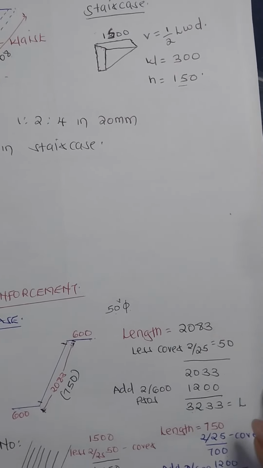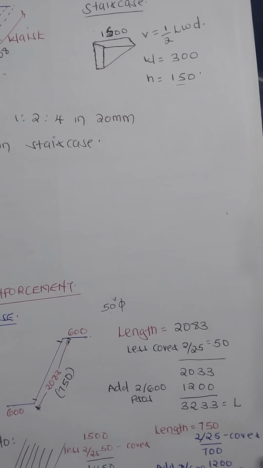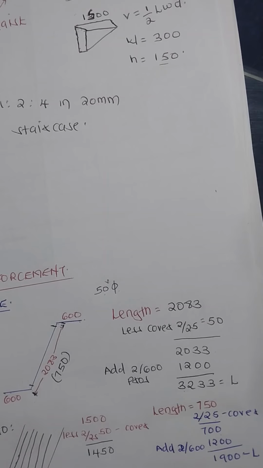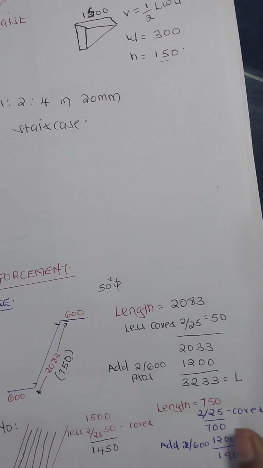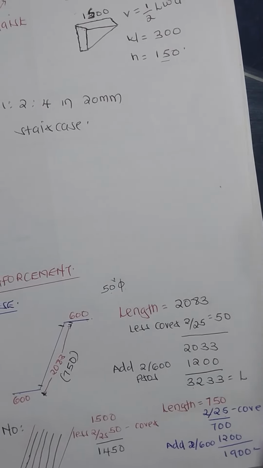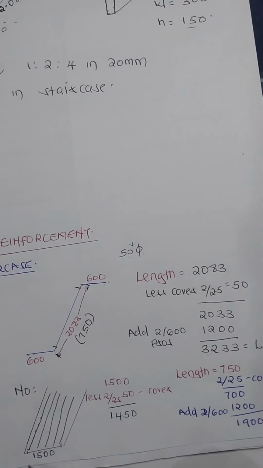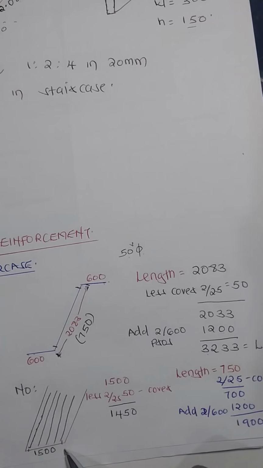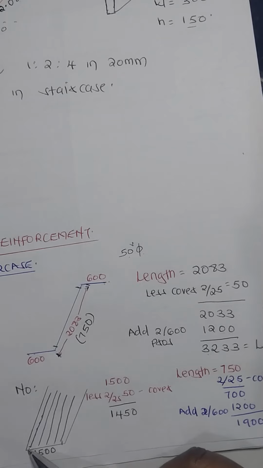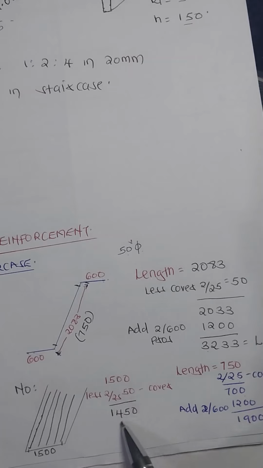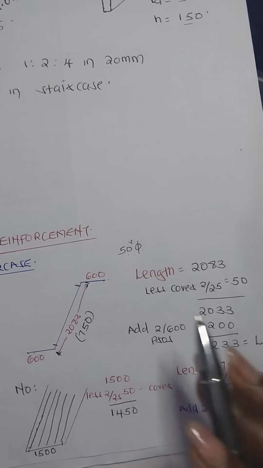And then we add the projection of 600. That gives us 1900. Now, let's find how many bars there are, the numbers. So from here, the width is 1500 where they are going to run. So we less the cover because they are not supposed to start on the edges. We less the cover, 225, that gives us 1450.